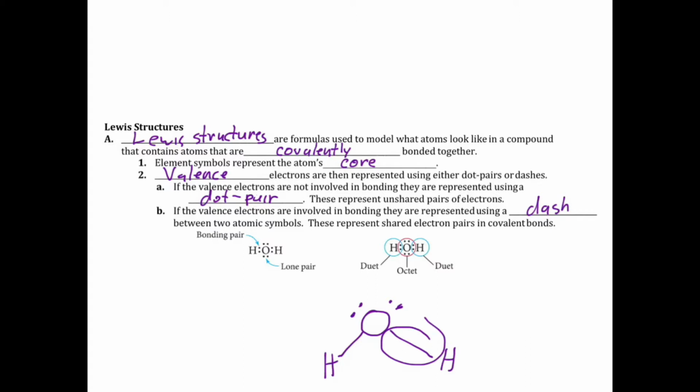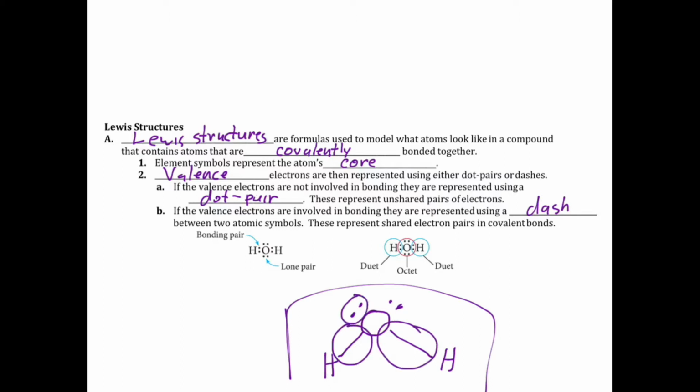Now, something to keep in mind is every single dash is a bond, and a bond requires 2 electrons, so each one of these dashes represents 2 electrons. I want you to think about this for a moment. In this entire structure, how many electrons are represented? And the answer is 8. There's 8 electrons there. We've got 2, 4, and then 6 and 8.